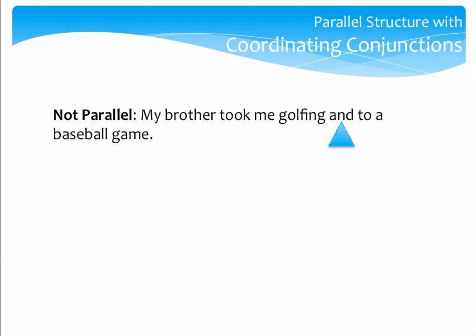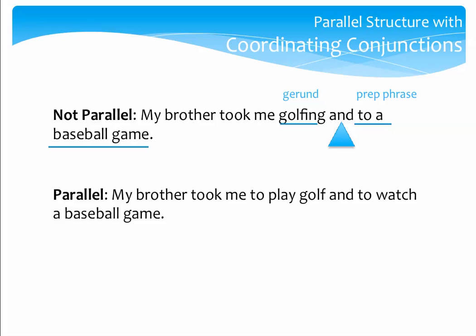Then we want to find the elements that are balancing on that conjunction. Golfing, to a baseball game. Again, looking at this, you should be able to tell they're not the same. Golfing is a gerund. To a baseball game is a prepositional phrase. So one way to bring them into parallel structure is to pick one of those forms and make both of them match that form. My brother took me to play golf and to watch a baseball game. Here I had to change both to make it make sense. We wouldn't say my brother took me golfing and watching a baseball game. That doesn't sound right. So sometimes we really only have one option based on what it is I'm trying to say. But by doing this, I've created two infinitive phrases.